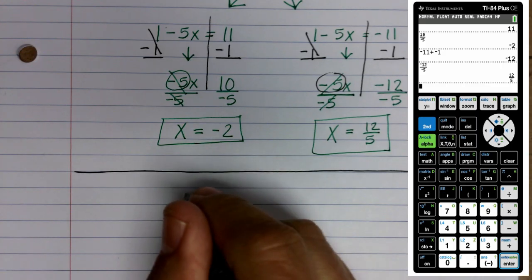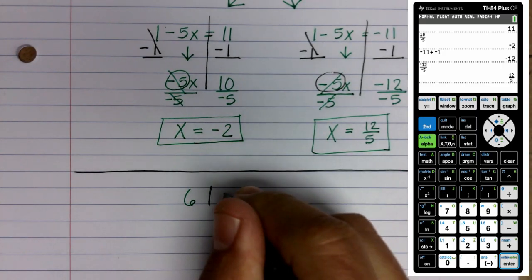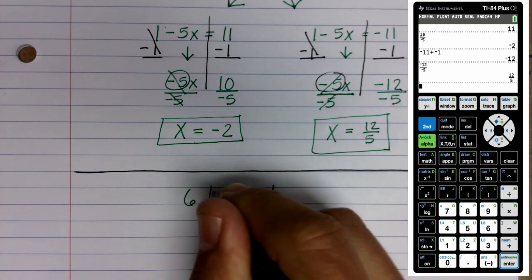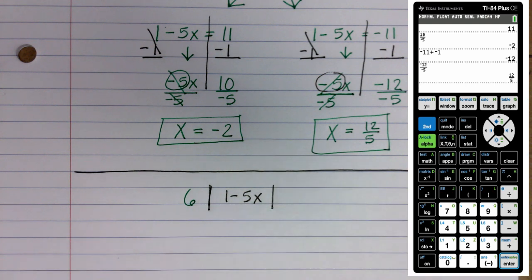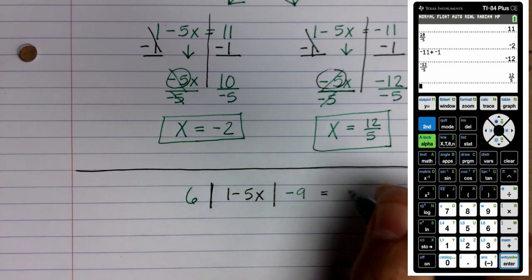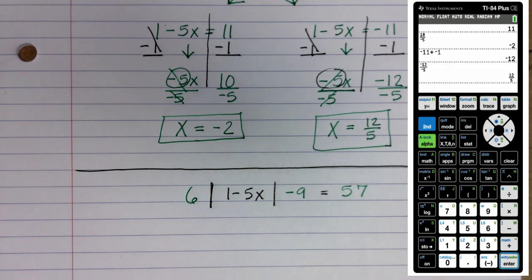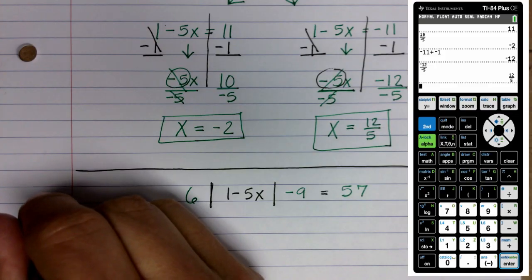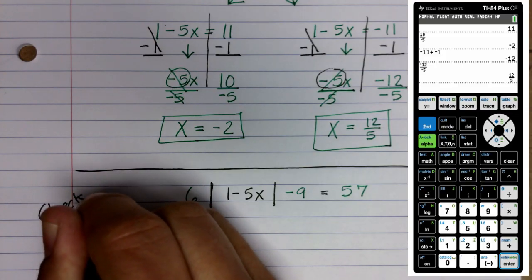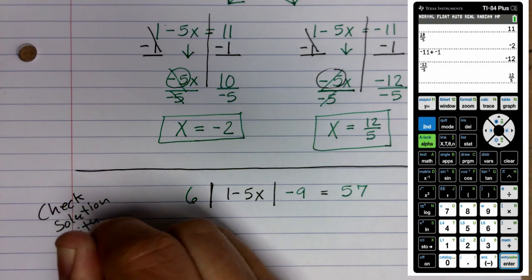Now I'm going to go ahead and rewrite this one more time. So I got 6, right, over 1 minus 5x. Close that bracket for the absolute value, and then we have minus 9 and equals 57. Now if we want to check for the solutions with the calculator, so I'm going to write right here, check solution with calculator.